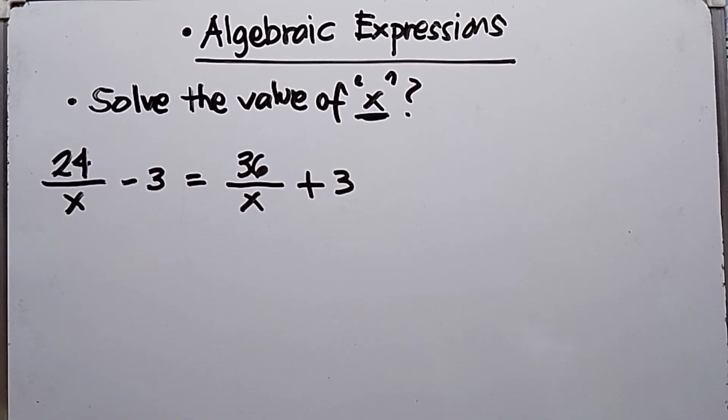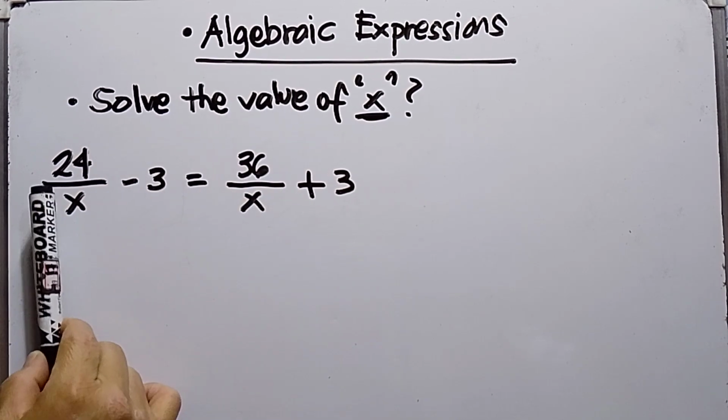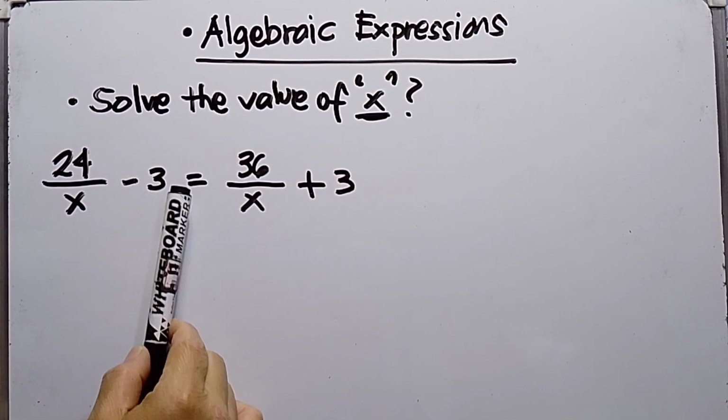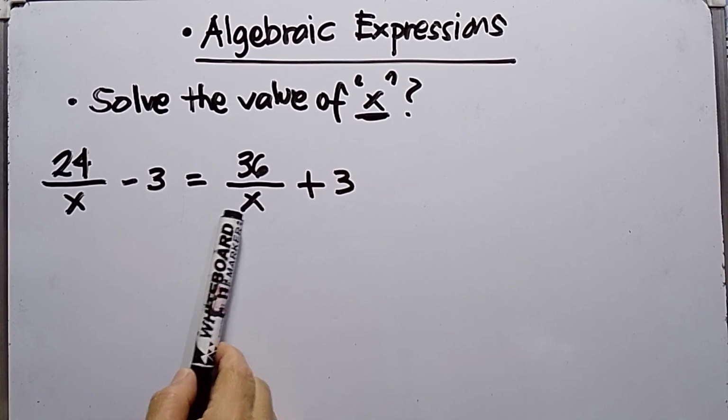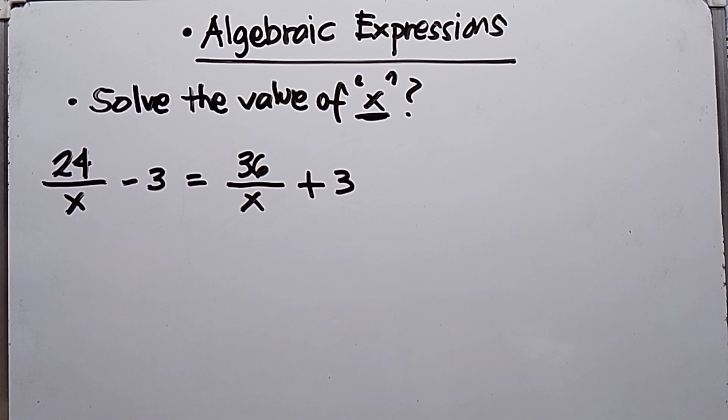This math is intended for grade 9 students. So I have here: solve the value of x. 24 over x minus 3 is equal to 36 over x plus 3. This is a matter of transposition of the terms.